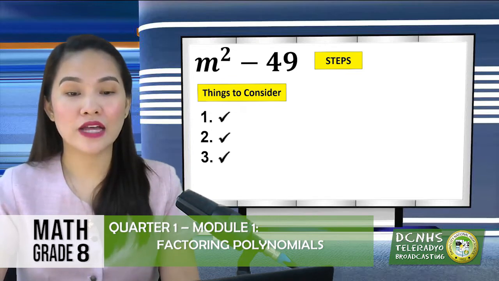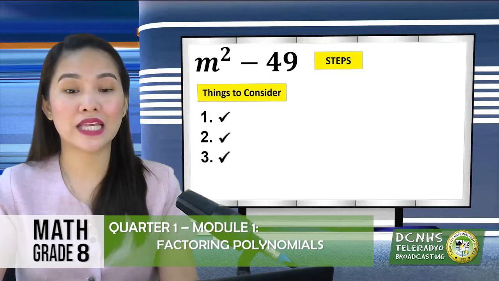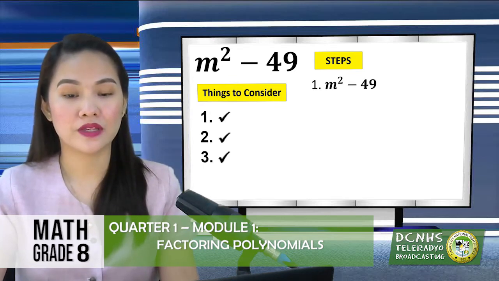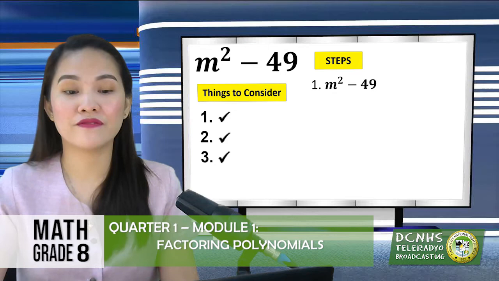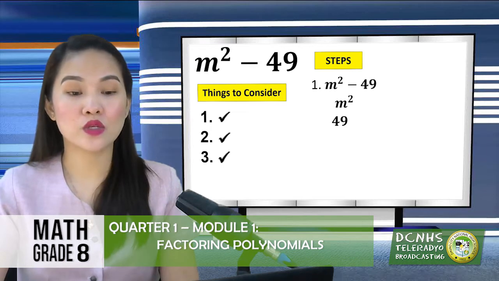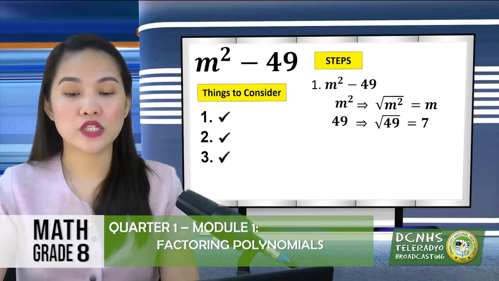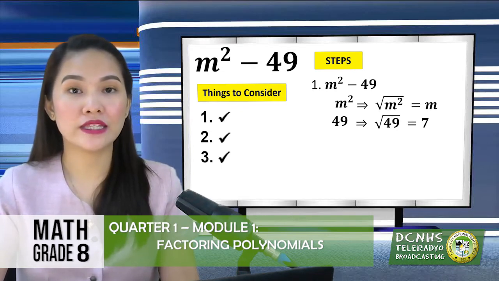Before proceeding to factoring difference of two squares, check the expression first if it can be factored using the common monomial factoring. Since there are no common factors between the two terms, then we can proceed to the steps in factoring the difference of two squares. First, extract the square root of m squared and 49. The square root of m squared is m, and the square root of 49 is 7.